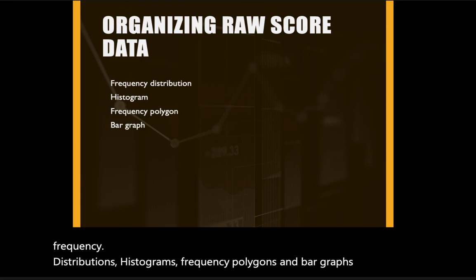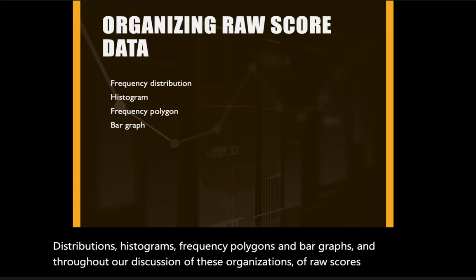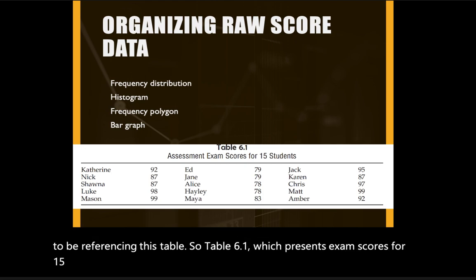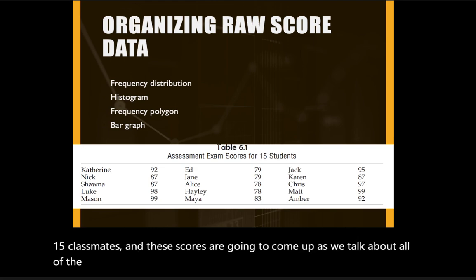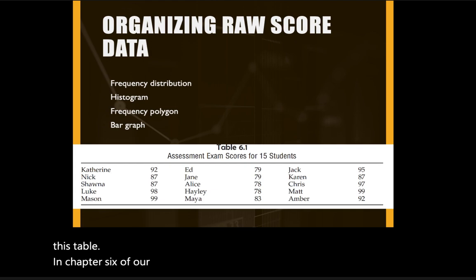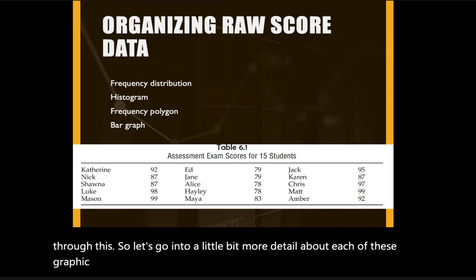And throughout our discussion of these organizations of raw scores, I'm going to be referencing this table. So table 6.1, which presents exam scores for 15 classmates. And these scores are going to come up as we talk about all of the different organizations of data. So know that you can also access this table in chapter 6 of our book, and you can reference it while you're going through this. So let's go into a little bit more detail about each of these graphic displays of data.